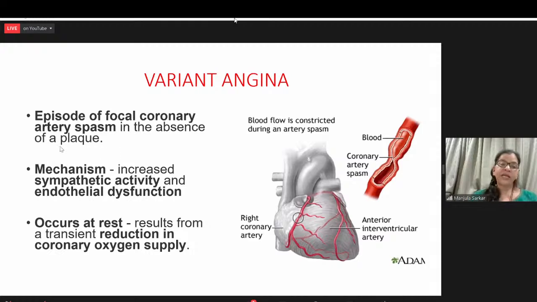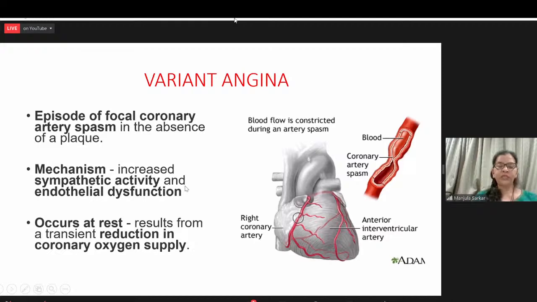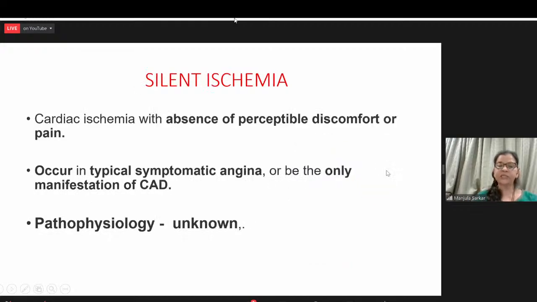What is variant angina? Episodes of focal coronary artery spasm in the absence of the plaque mechanism. Sympathetic activity increases and endothelial dysfunction occurs at rest, resulting from a transient reduction in coronary oxygen supply. So if you see this vessel, whenever there is a coronary spasm, for whatever reason, ischemia occurs and the heart suffers.